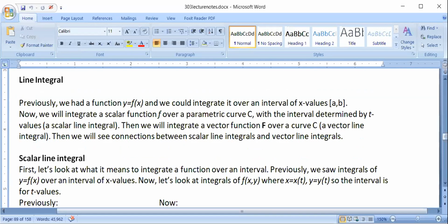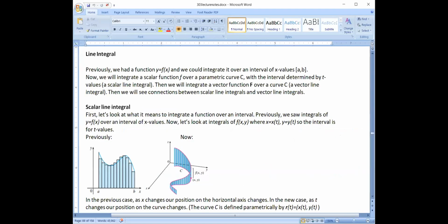scalar line integrals. Let's look at what it means to integrate a function over an interval. So previously, we had integrating y equals f of x over an interval of x values. So what could it mean for us to do the thing that we're doing now? So here we go. On the left, we've got the graph of the thing that we've seen before, the thing that you should be familiar with. So what are we doing now?